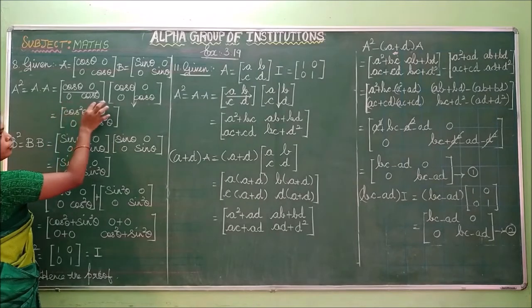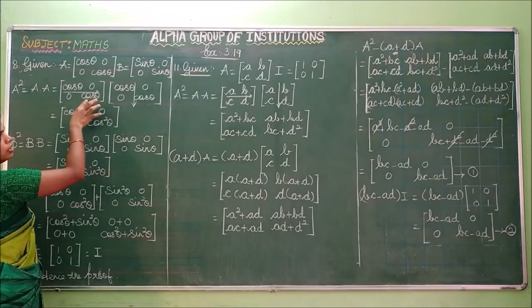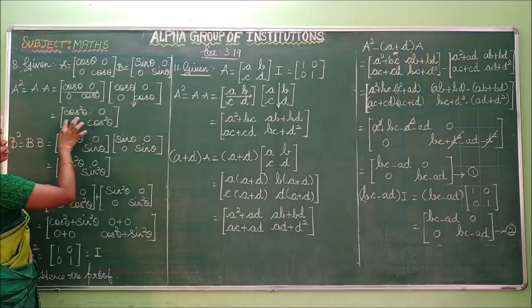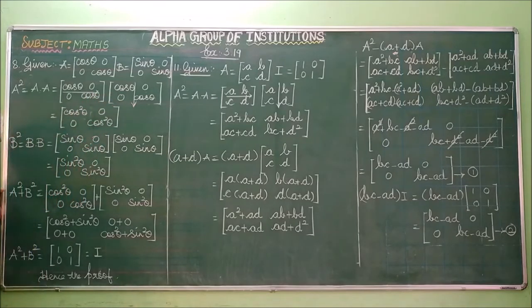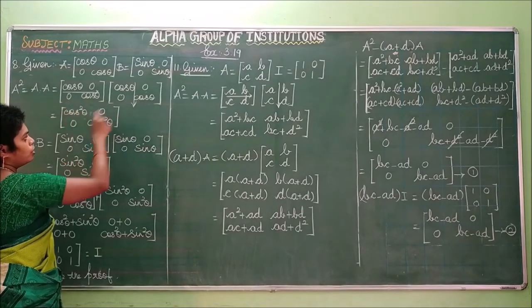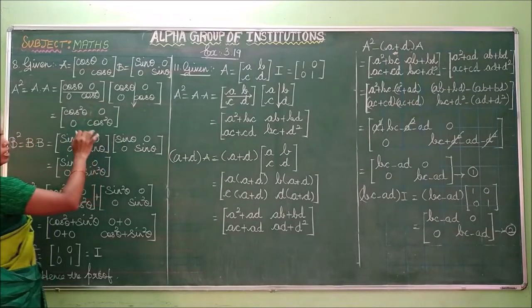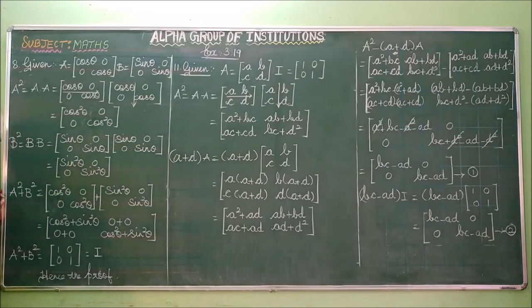Then listen, second row into first column. 0 into cos theta is 0, cos theta into 0 is also 0. So 0 plus 0 is equal to 0. Then listen here, second row, second column. 0 into 0 is 0 plus cos theta into cos theta, cos square theta. So I can simply write cos square theta.